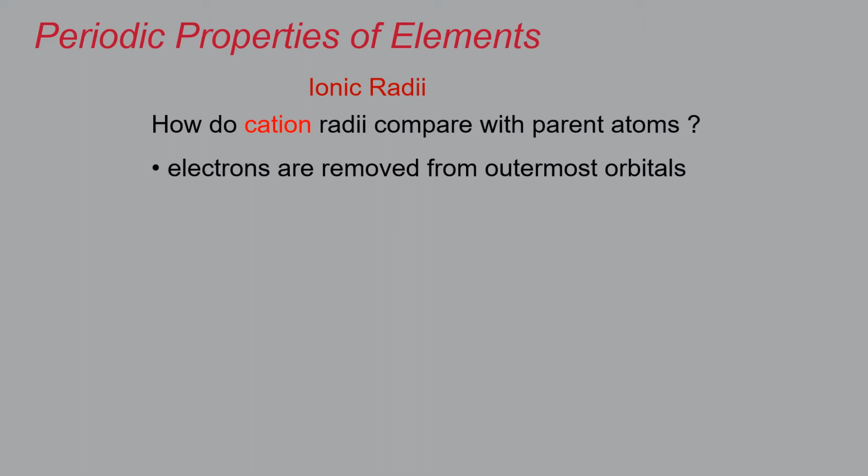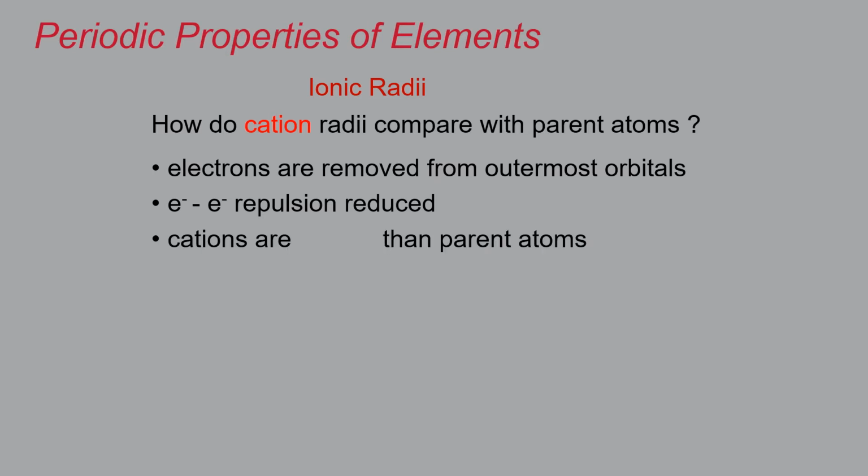So let's think about this. When you go from a neutral atom to a positive ion, you're taking an electron out from one of the outermost shells. Those outermost electrons sort of define the boundary of that particular atom or ion. Also, since you have fewer electrons, the overall electron-electron repulsion is reduced. So, do both of these make the cations larger or smaller than their neutral parents? If you guessed smaller, then you reasoned correctly.